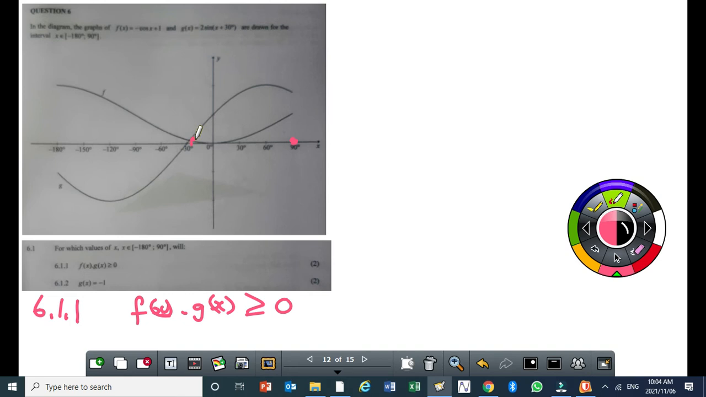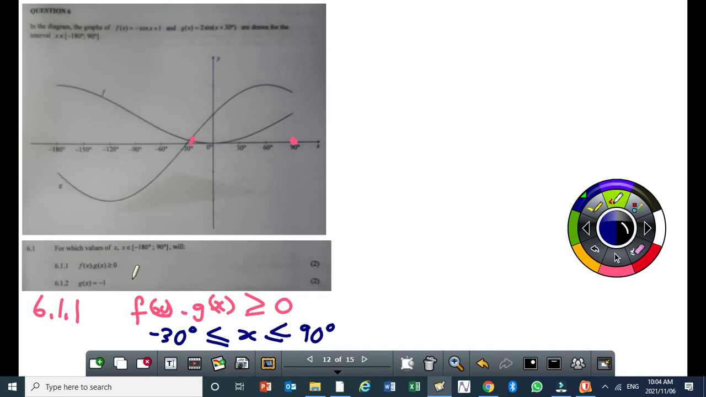So your answer to that question should be -30 degrees is less than or equal to x, x is less than or equal to 90 degrees. That would be your answer. So just by observation, you don't have to do any calculation.